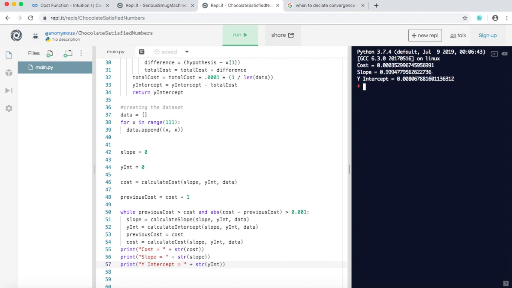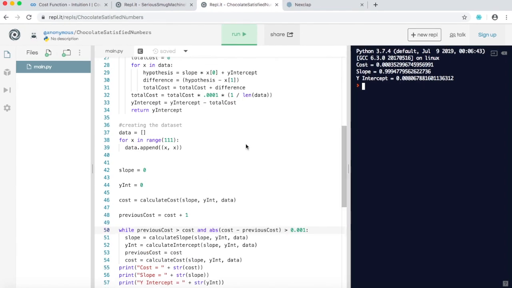So we can see that now it has declared convergence at a slope of 0.9999477 and a y-intercept of 0.008067. The numbers are very, very close, but not exactly correct. This is the situation I was talking about where you should try tuning your parameters and seeing what the results are, or tuning with the numbers in general.